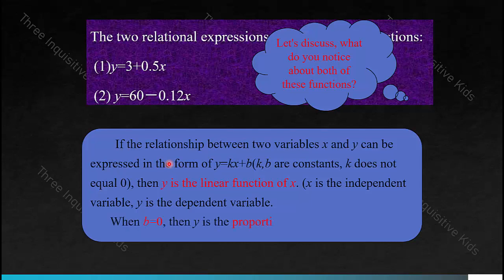Okay, when b is equal to 0, then y is a proportional function of x. So when b is equal to 0, b here, as you can see, is the constant term. So it's saying when the constant term is 0, or when you don't have a constant term, y would be called the proportional function of x. So here, neither of these is a proportional function of x. You can think of proportional functions as a type of linear function. Keep that in mind as we look at the following problems.